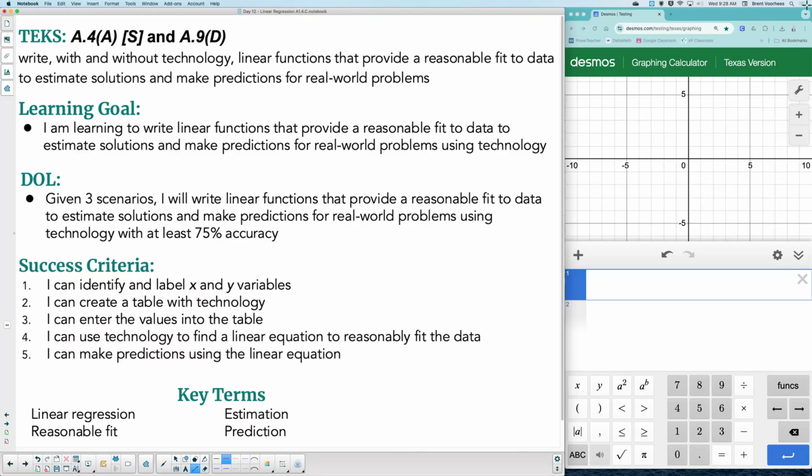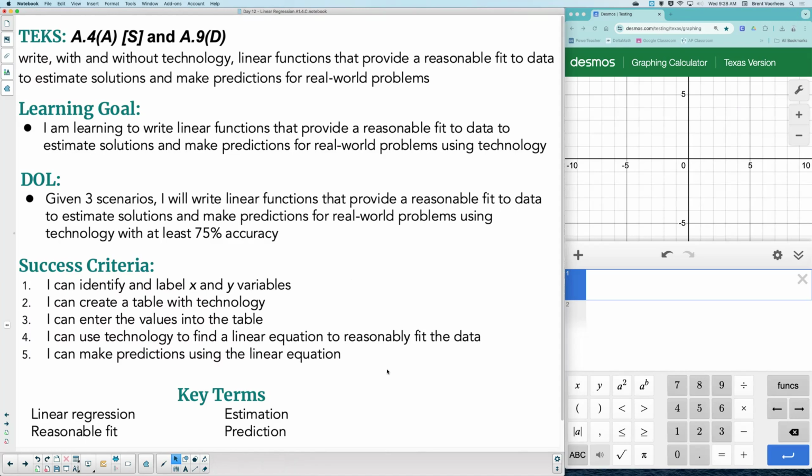Good morning. We're looking at the 12th lesson of this school year, the 12th lesson of cycle one. What we're going to be focusing on today is what's called linear regression. We're going to use technology to write linear functions that provide reasonable fit to data to estimate solutions and make predictions for real world problems. That sounds like a ton. It's actually quite cool what we're doing today.